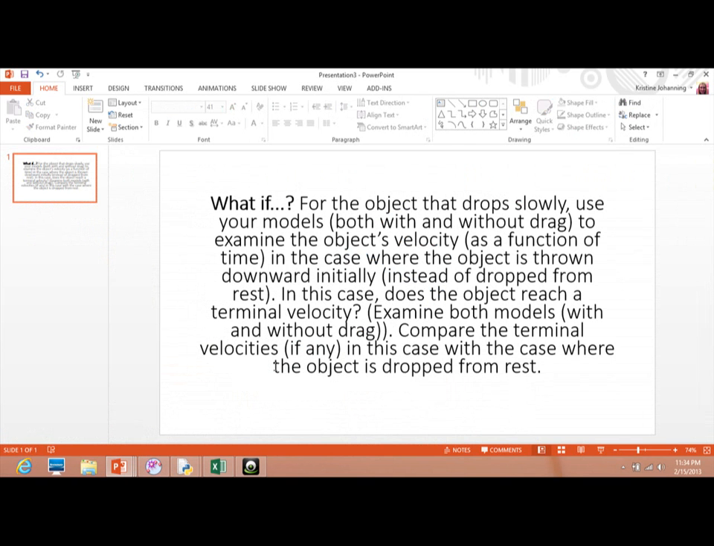For the what if question, for the object that drops slowly, use your models, both with and without drag, to examine the object's velocity as a function of time in the case where the object is thrown downward initially instead of dropped from rest. In this case, does the object reach a terminal velocity? Examine both models with and without drag. Compare the terminal velocities, if any, in this case, and with the case where the object is dropped from rest.